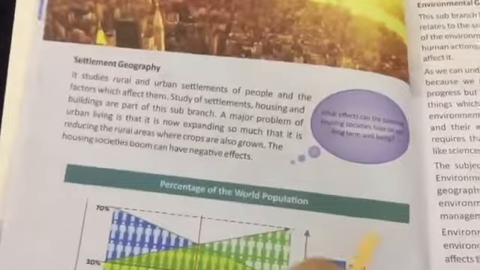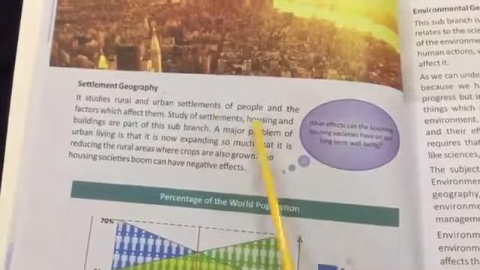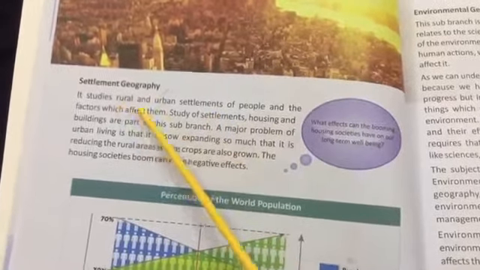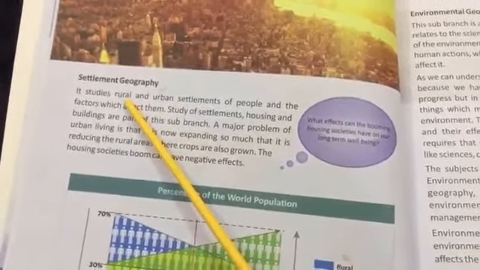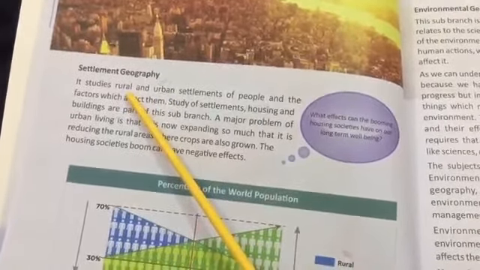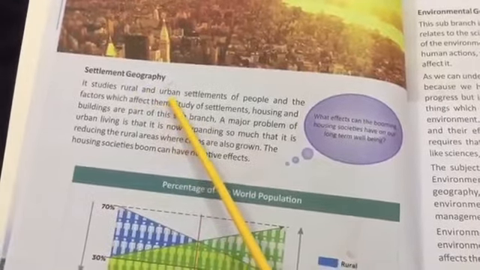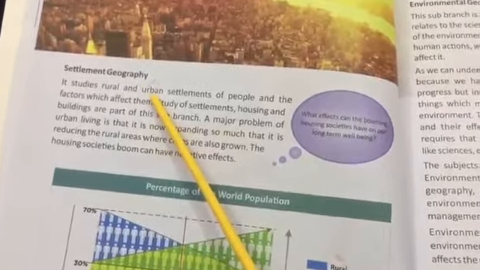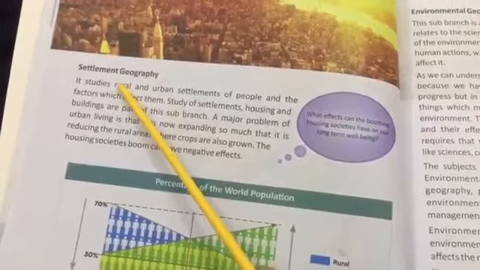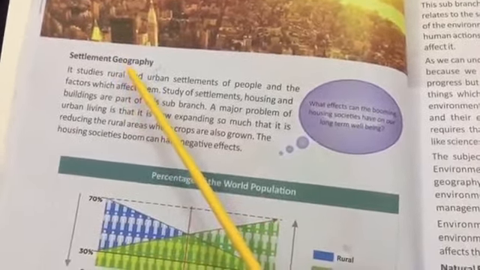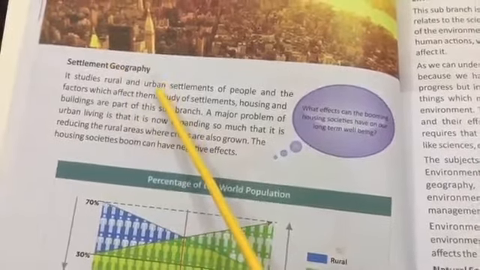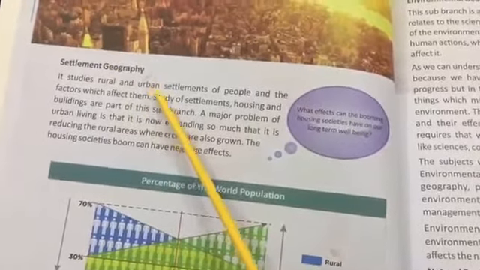Then we have page number 12. There is the settlement geography. Settlement geography means how things are being settled in the rural areas and in the urban areas. Rural areas are, for example, the village areas where the village people are living, and the urban areas are the city areas, right? In the rural areas, the population rate is not high, but in urban areas, in the city areas, the population rate is high.